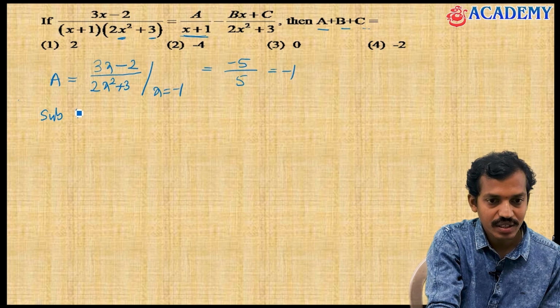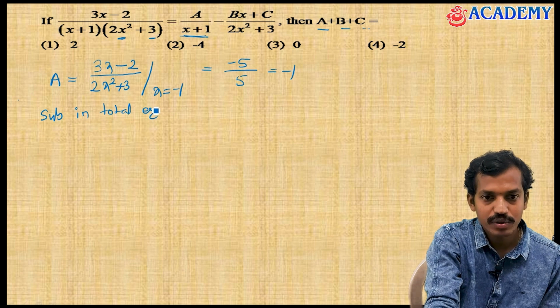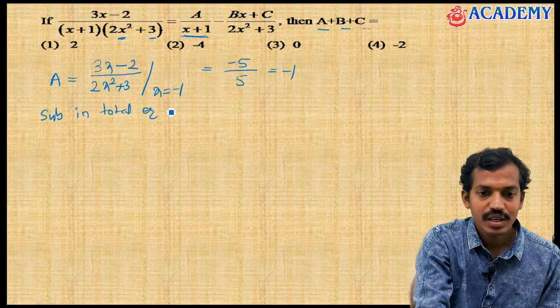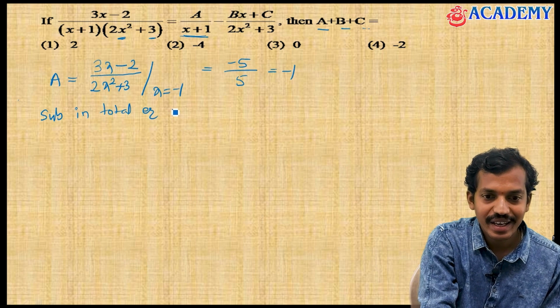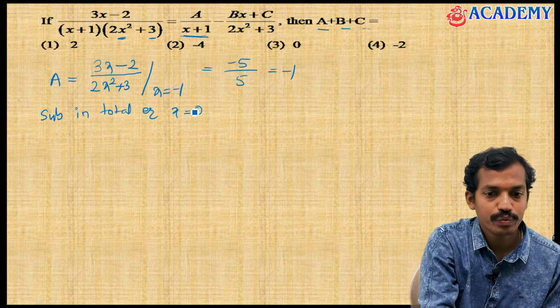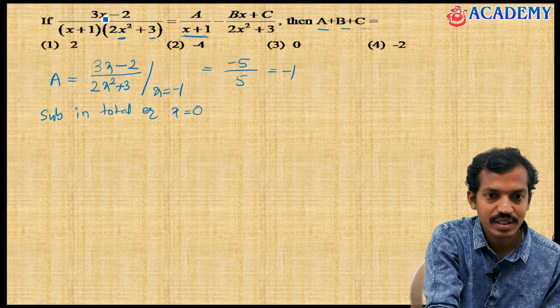We got minus 1, and I am substituting it in the total equation above, that is in the total question. What am I substituting? Simply x equal to 0. Now wherever x is there, substitute 0.